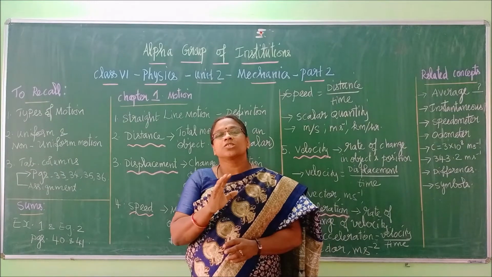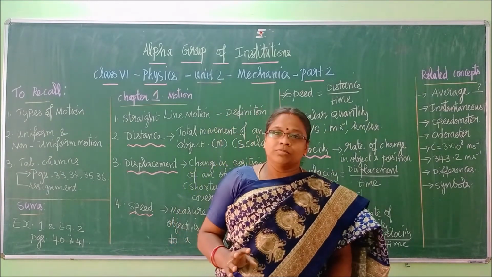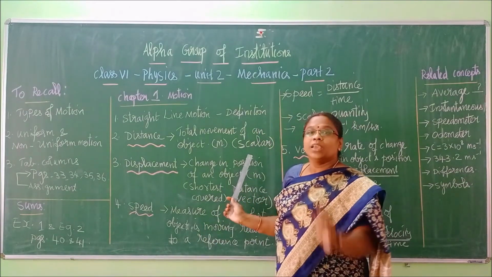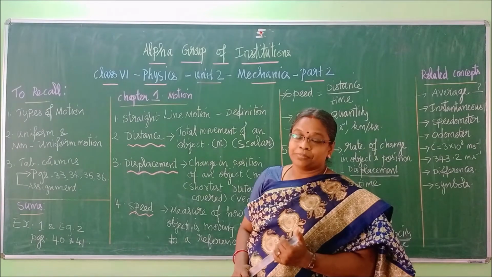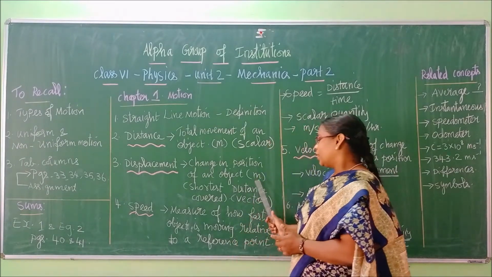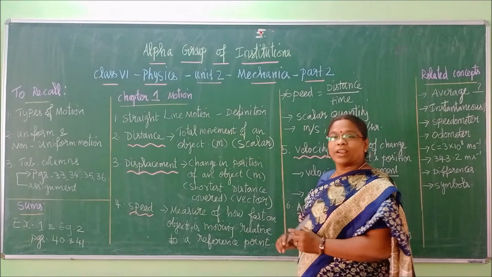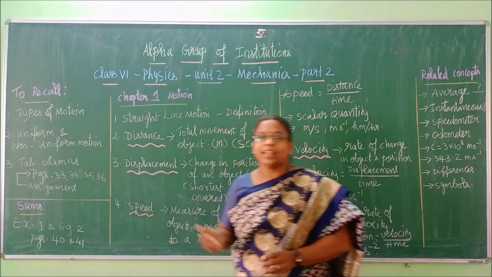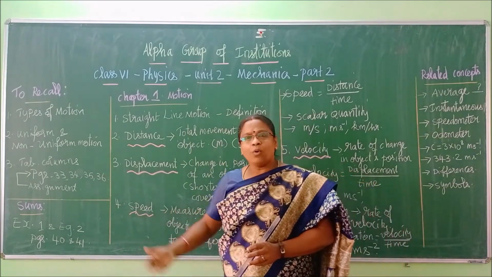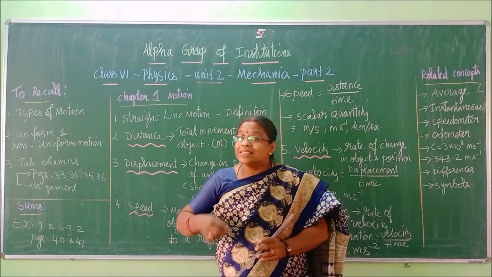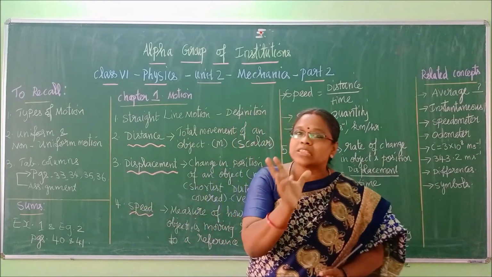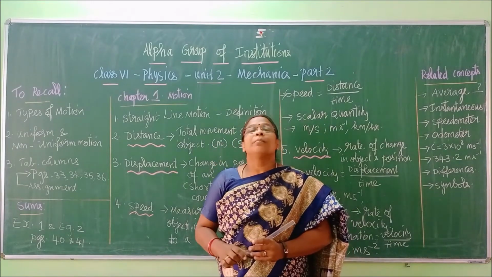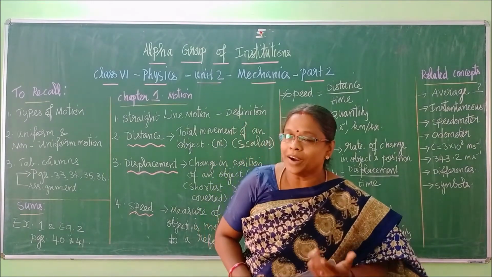Any quantity which is not direction dependent is called a scalar quantity. If a quantity is direction dependent, then it is called a vector quantity. For example, in the previous example, I started from there and ended over here. The distance may be around 40 centimeter. I am measuring and saying it as 40 centimeter. That number 40 is called magnitude. Say the word magnitude.